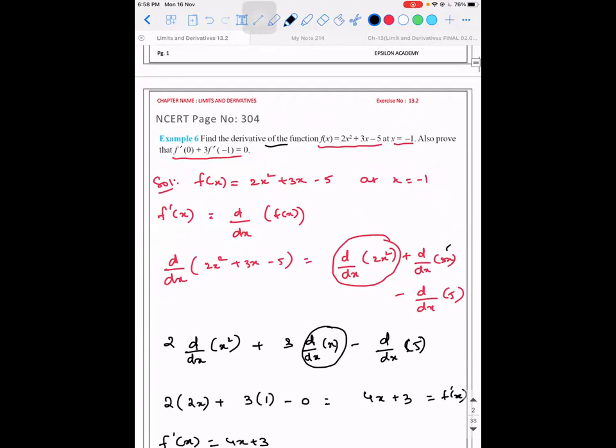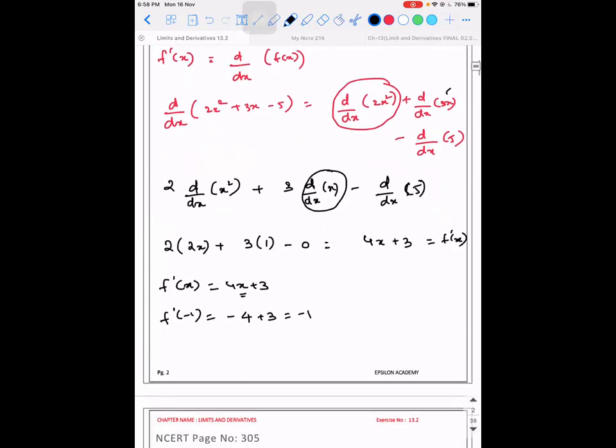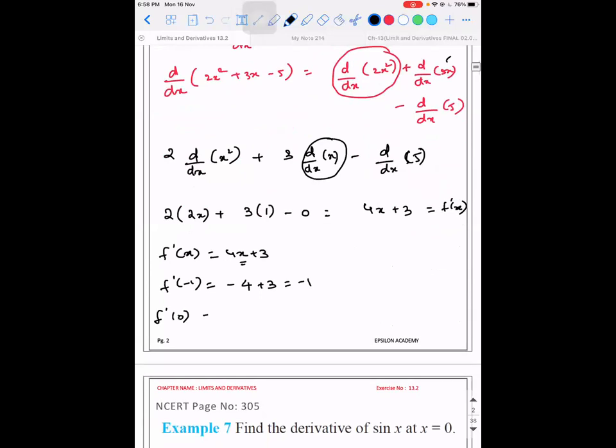They have asked us to find something else also: f dash of 0 plus 3 times f dash of minus 1. What is f dash of 0? That is 3. So find f dash of 0 plus 3 times f dash of minus 1. So f dash of 0 is 3, and the answer will be 0.